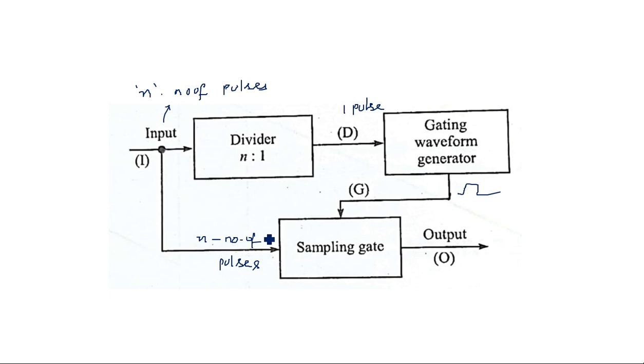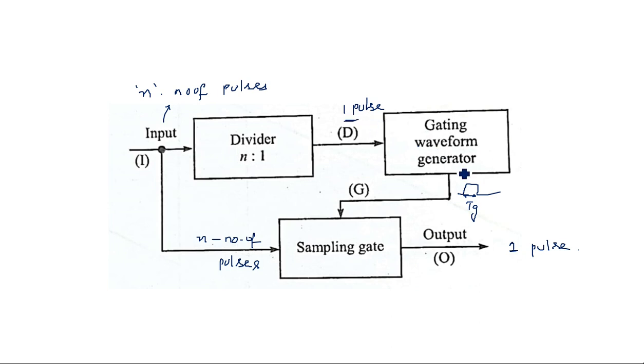Out of these n number of pulses, whichever sample or pulse comes under this gating pulse in this particular time period Tg, the time period of the gating pulse, that pulse will be sent to the output. The output is also one pulse, but this pulse may not be equal to the one pulse from the divider.